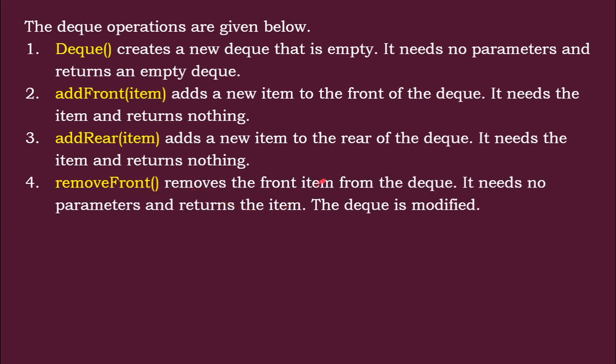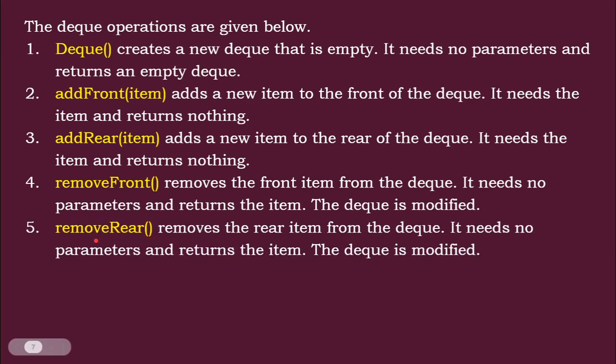Remove front removes the front item from the DQ. It needs no parameters and returns the item. The DQ is modified. Actually, this function remove front removes an element from the front of the queue. That means it will return some item. It will return the item which is removed from the front, but it has no parameters, because naturally the front element will be removed. You don't need to mention what has to be removed. After removing the element from the front side, the DQ is modified. That means the front will be updated to front plus 1.